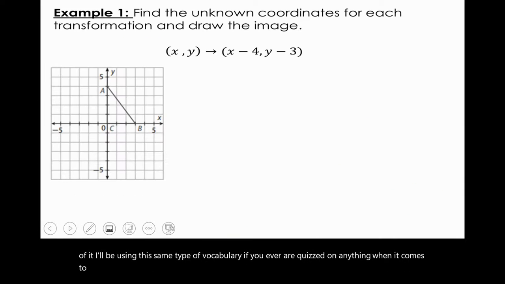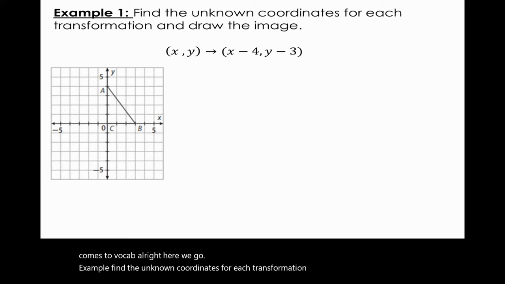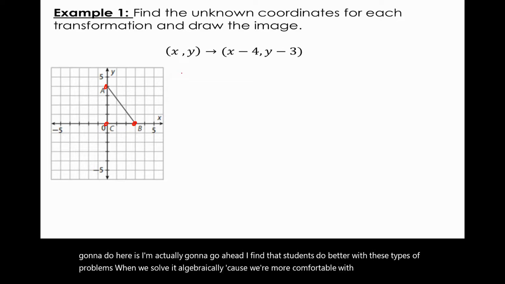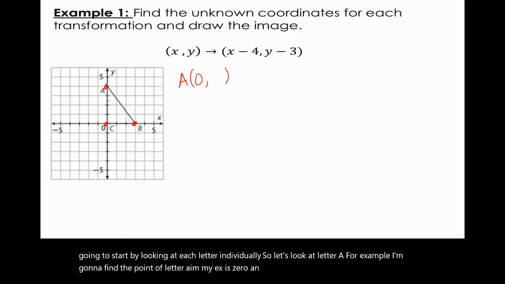All right, here we go. Let's look at an example. Find the unknown coordinates for each transformation and draw the image. So what I'm going to do here is, I find that students do better with these types of problems when we solve it algebraically because we're more comfortable with algebra. So I'm going to start by looking at each letter individually. Let's look at letter A, for example, and find the point of letter A. My x is 0, and my y is going to be 1, 2, 3, 4, it looks like.